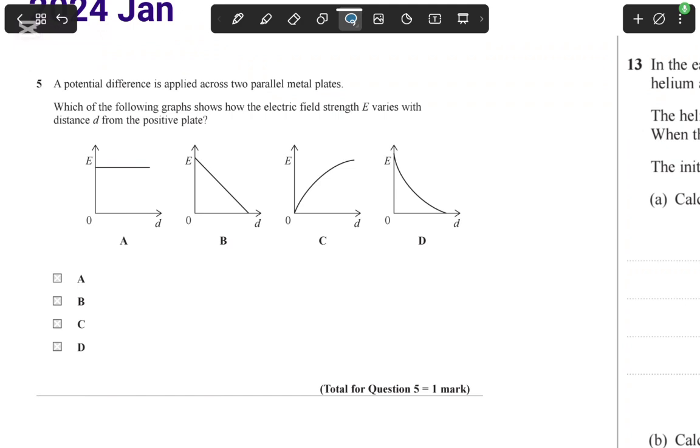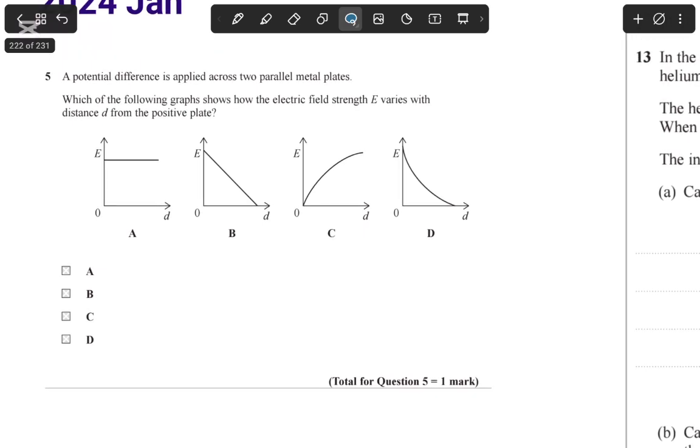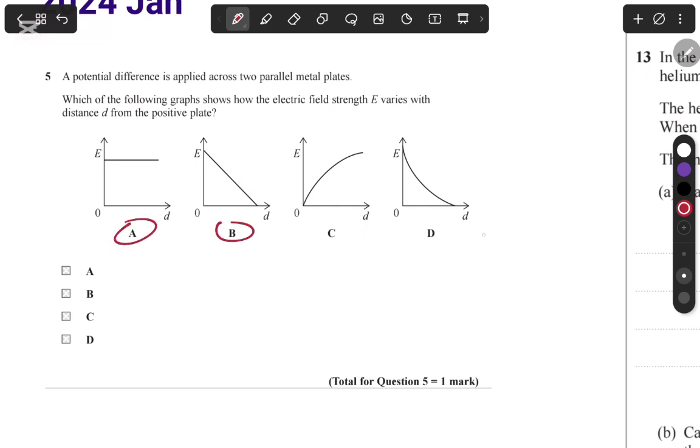It says a potential difference is applied across two parallel metal plates. Which of the following graphs shows how the electric field strength E varies with distance D? Okay, so we have some of the graphs, and the graph that most students get stuck choosing between is either B, A, or sometimes even D as well. They get a bit confused with that.